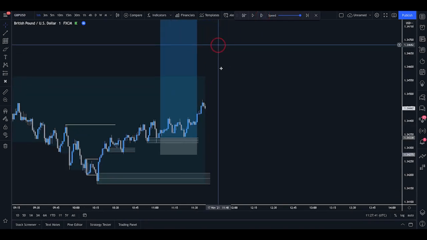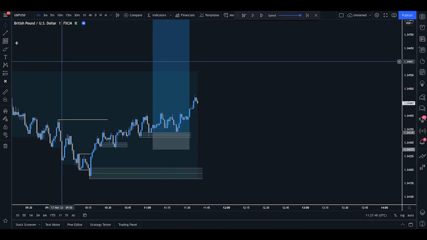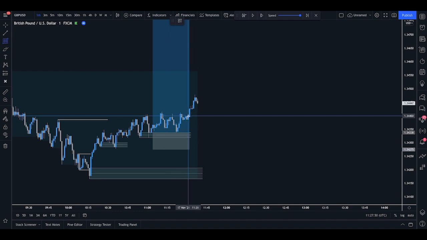And here we go. We've now seen some nice breaks of structure. So we've had here a higher low form, then we've had a higher high. Now we could pull back. We could potentially look towards this zone here because this is the zone that broke structure. And we may get a reaction from here, and that would continue the trend up.